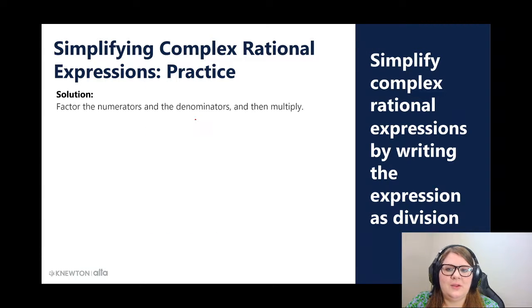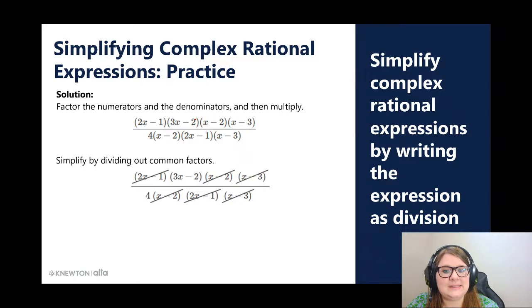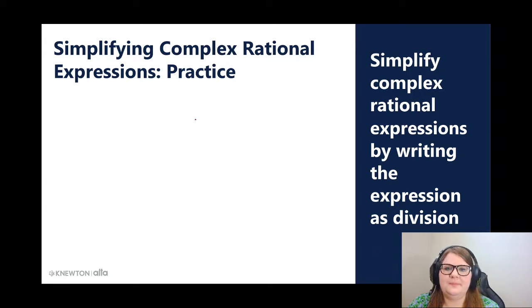So you can see here that we'll factor the numerators and denominators, multiply across, and then cancel out anything that is the same for both, and we write our final answer, 3x minus 2 over 4. This should all look very familiar. Now, let's talk about this one, though.